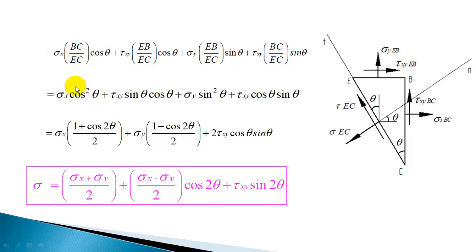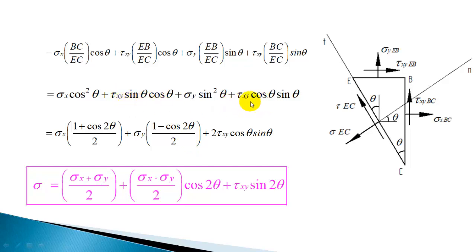Now I'll replace BC by EC by cos theta, so you'll get cos square theta here, sigma x cos square theta. EB by EC I'll replace by sin theta, so you get tau xy sin theta cos theta. Again this I'll replace by sin theta, so you get sigma y sin square theta. And BC by EC is cos theta, so tau xy cos theta sin theta. Now cos square theta I'll write as 1 plus cos 2 theta by 2, so sigma x into 1 plus cos 2 theta by 2. Sin square theta I'll replace by 1 minus cos 2 theta by 2, so sigma y into 1 minus cos 2 theta by 2.